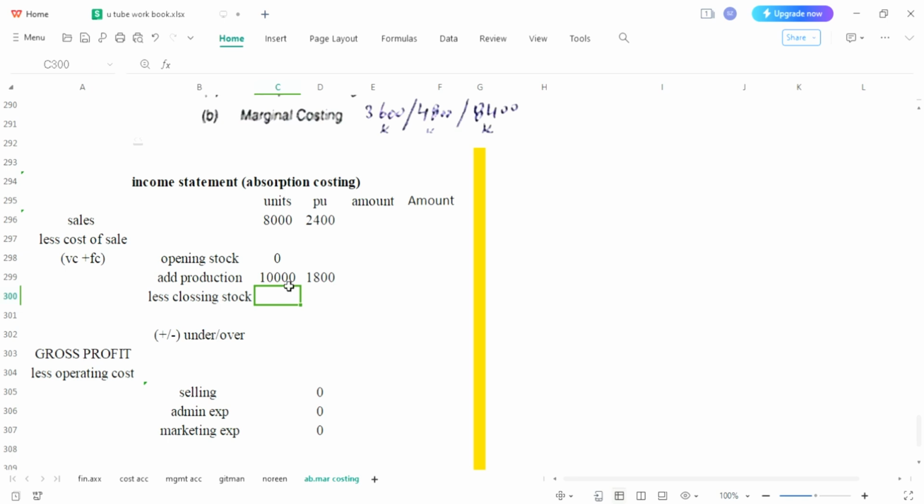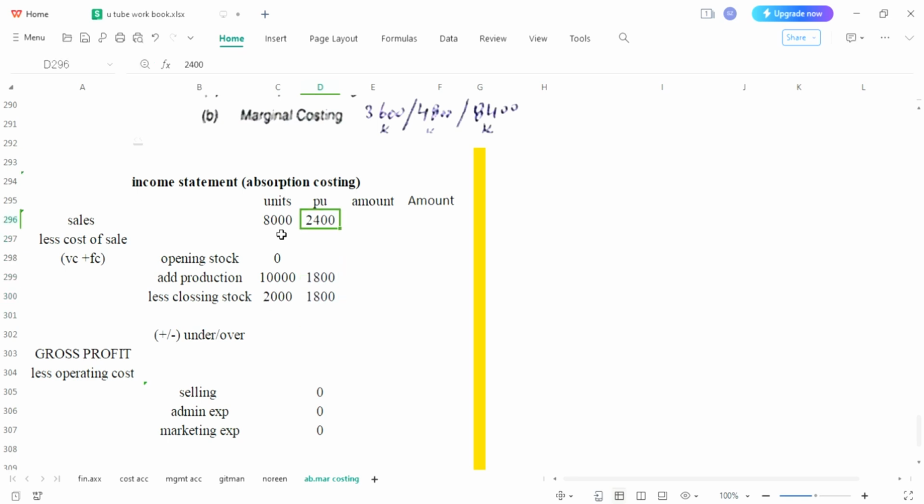You have produced 10,000 units, and out of these 10,000 you were only able to sell 8,000 units. It means 2,000 units are still present in your hand. The cost which is used for production would be the same for closing stock as well.